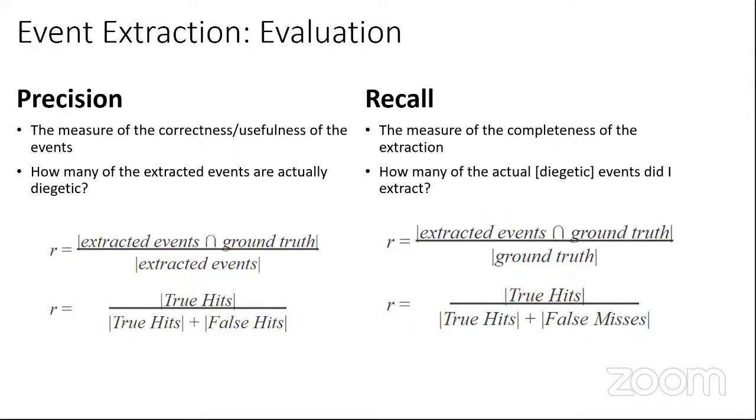So for precision, we are getting the true hits or the diegetic events over the total of all the events extracted by the system. For recall, on the other hand, this is just a means to measure if we are able to get all of the diegetic level events in a story. So let's say, for example, in the rabbit and the crow example a while ago, the goal for recall is to simply just get all of the diegetic events. But in precision, it is a measure of, on the events that I captured, how many are actually diegetic.